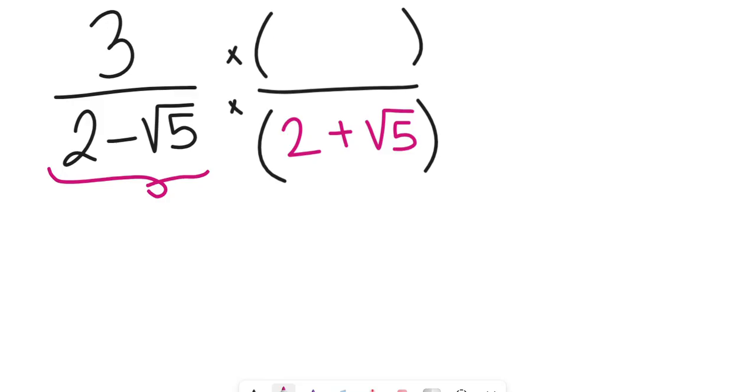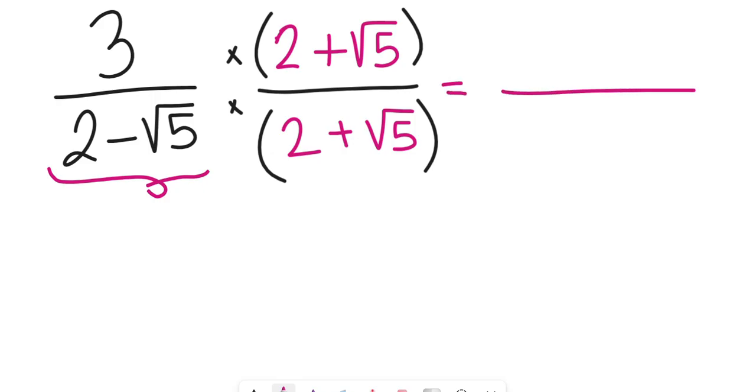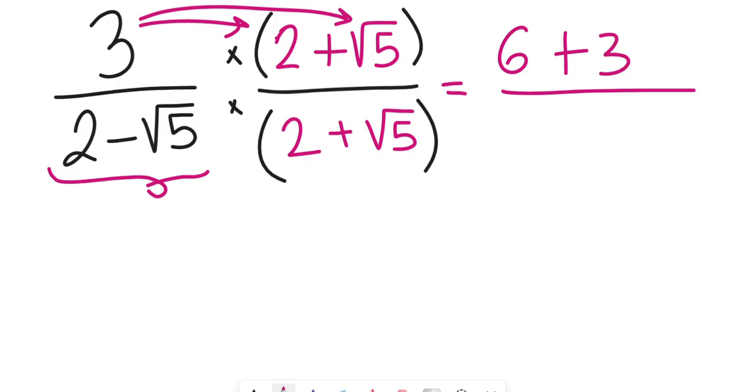Okay, let us perform. But if we multiply the denominator, you know that you must multiply the numerator as well. Alright, what do we get here? 3 multiplied by 2 is 6. 3 multiplied by radical 5. So you know we multiply by the first one, by the second one. 3 multiplied by radical 5 is 3 radical 5.